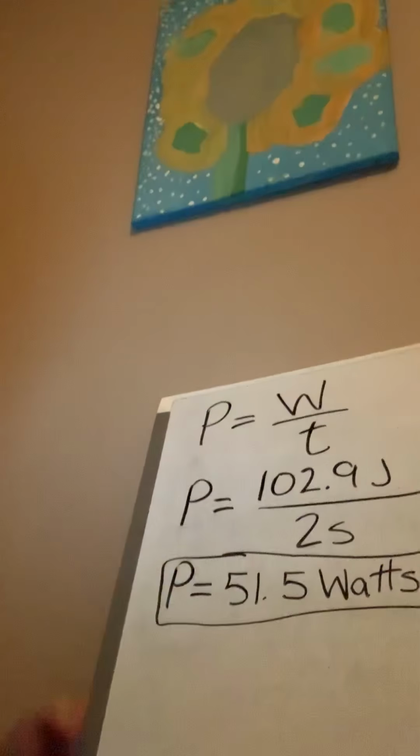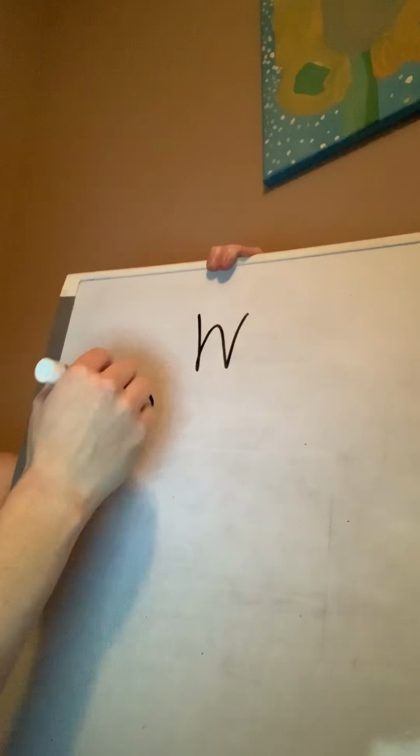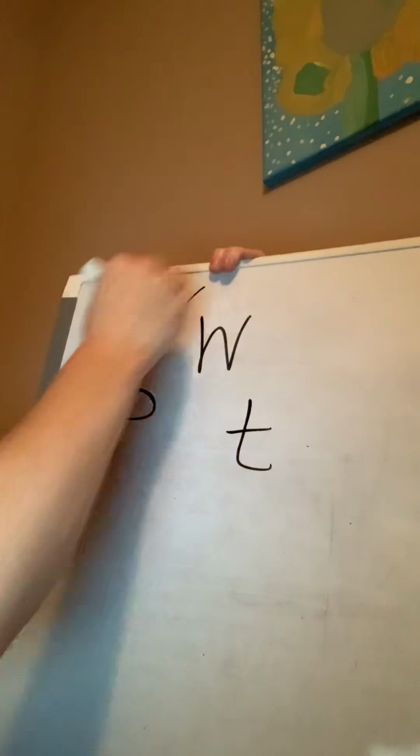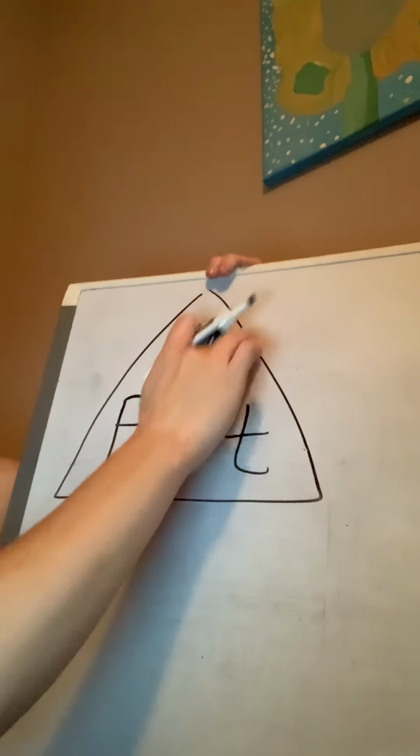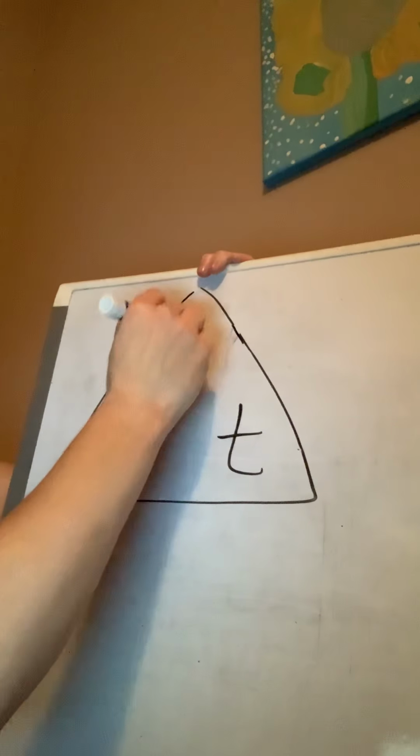Okay, tomorrow you will have some practice problems over power. Okay, there's also a triangle for power. You can go ahead and write this down on your note sheet as well for tomorrow. Okay, so for power, you have work and time, but work goes on the top of the triangle. Power and time go on the bottom.